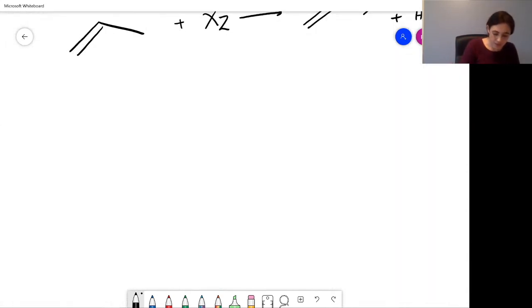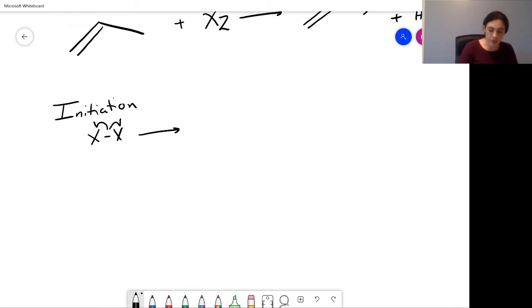So just for fun, we haven't been through this in a while. Initiation. Remember that in all cases, when you are doing a homolytic cleavage, you have two arrows, one for each electron in a bond, to make two radicals.